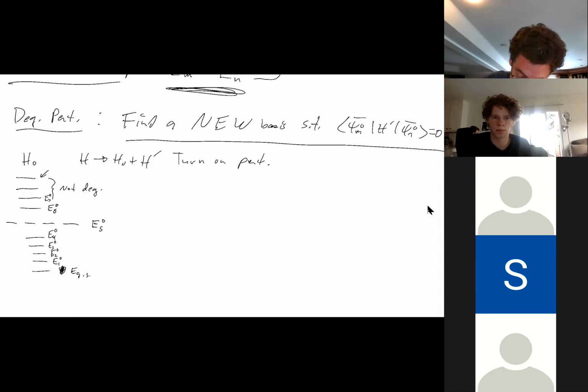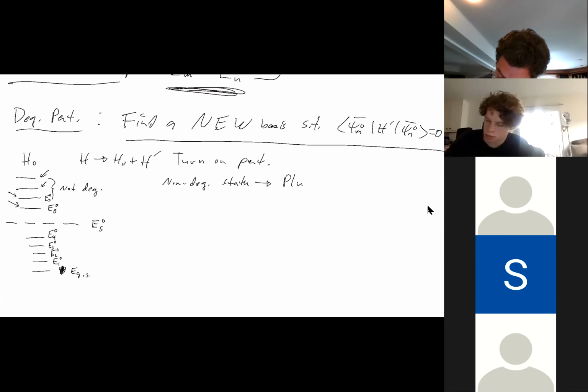And it's really simple. It works, right? You just plug into the formulas. So for the non-degenerate states, you plug into the formula. The formulas that we love.